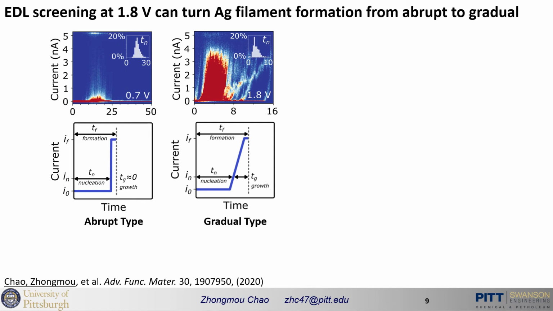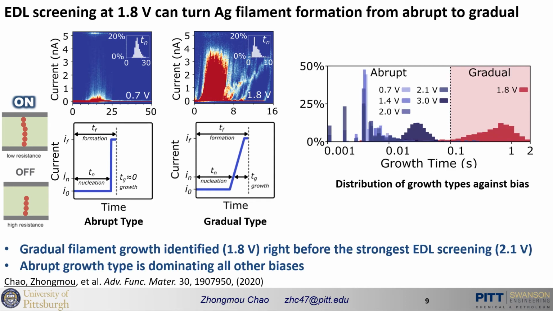In fact, abrupt type is commonly reported in literature, and it is considered as a typical feature of filament formation dynamics. In contrast, the gradual type is quite unique to our system. When plotting the distribution of growth types against formation bias, we notice gradual type is mostly identified at 1.8 volt, a bias right before the strongest EDL screening, while at all other biases, the abrupt type is dominating. Because gradual type is mostly observed at 1.8 volt, we propose the degree of EDL screening at 1.8 volt is just enough to turn its formation from abrupt to gradual.